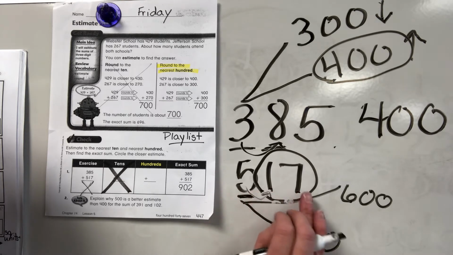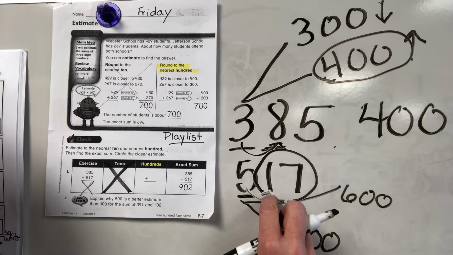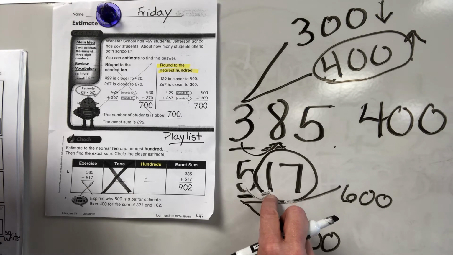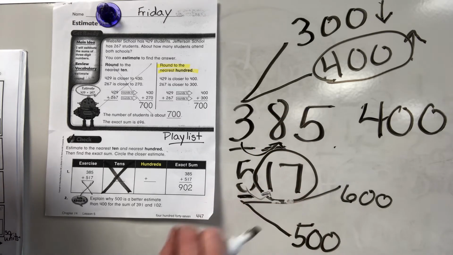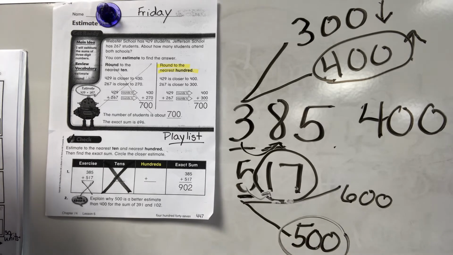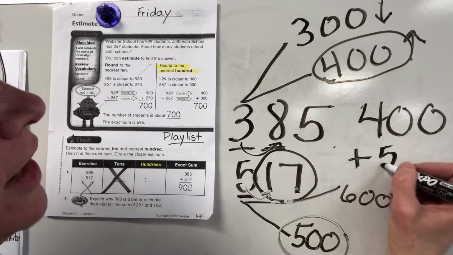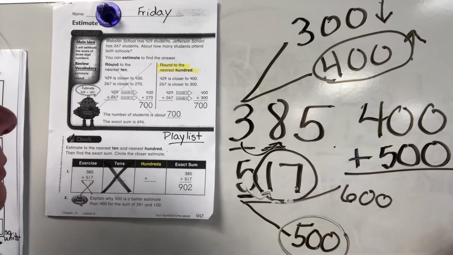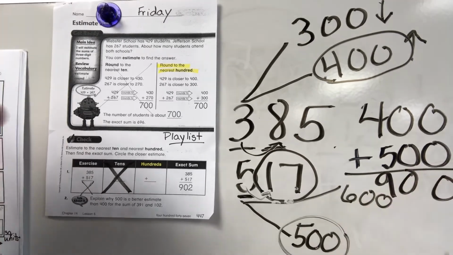So is 517 closer to 500 or 600? Well, we round down because this is a 1. It's not 5, 6, 7, 8, or 9. If it's 5, 6, 7, 8, or 9, we go up. If this number is 4, 3, 2, 1, or 0, we round down. So 517 is closer to 500 than 600. So we're adding 400 plus 500, and it's 900.